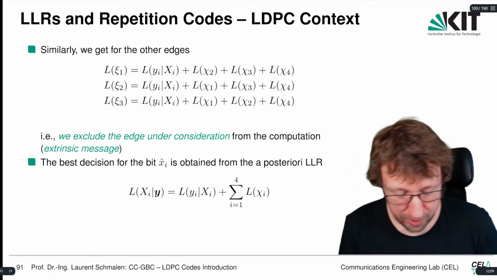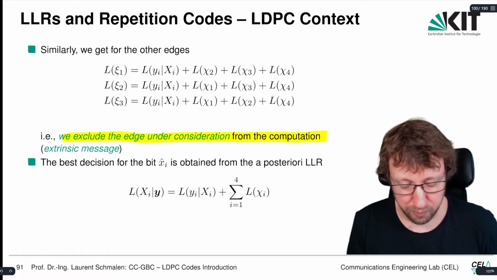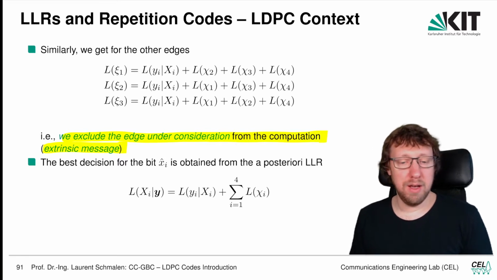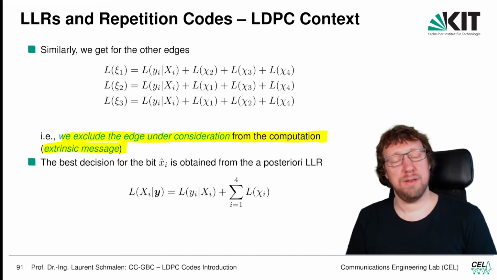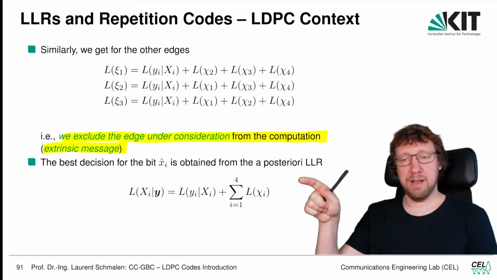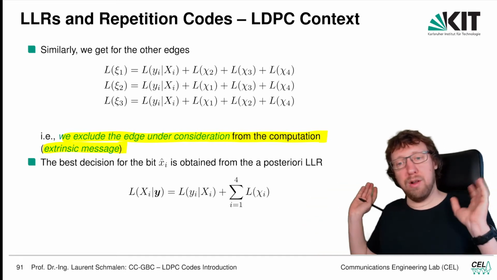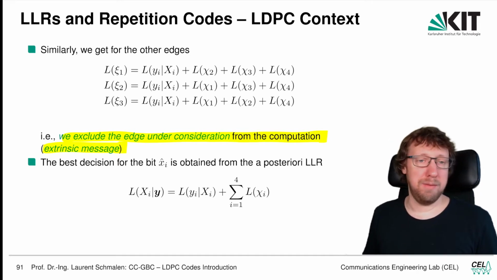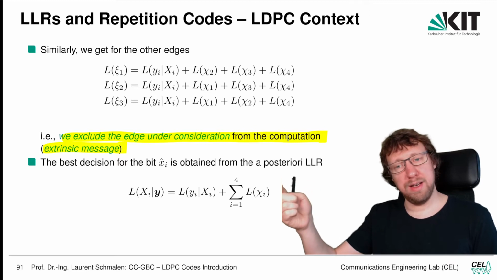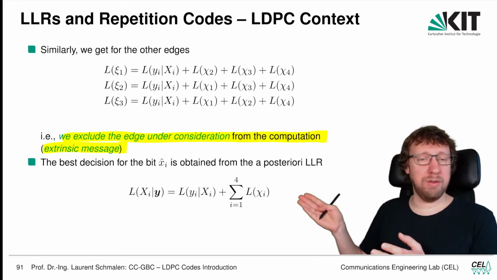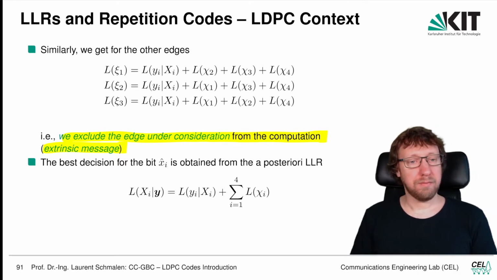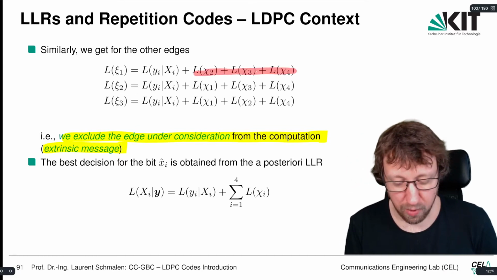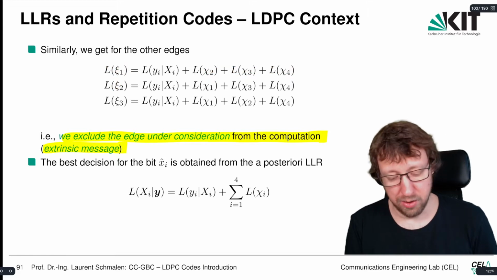So the important part is that we exclude the edge under consideration from the computation. This is what we call an extrinsic message. It's the same as in soldier counting. So we don't want to send the guy what he already knows. We want to send the guy who's sitting in front of us what we get from all the other guys. So we wait until we get all the information from the other guys, and then we can tell the guy in front of us what we know. Here it's the same. We don't want to tell the guy what he knows already, but we want to tell the guy, which is a check node in this case, what he doesn't know. So we exclude the message or the edge under consideration, and you see that the one for which we compute a message is always missing here.